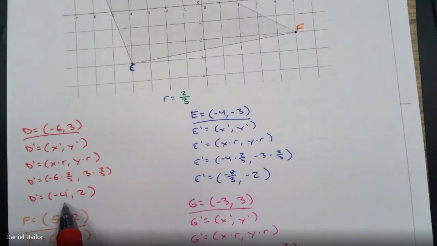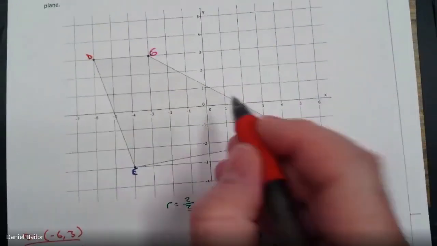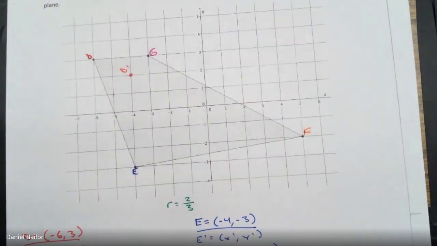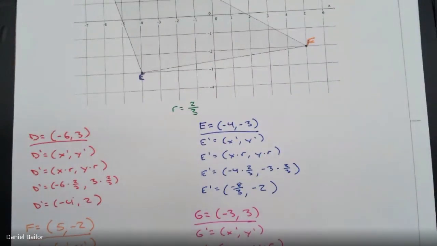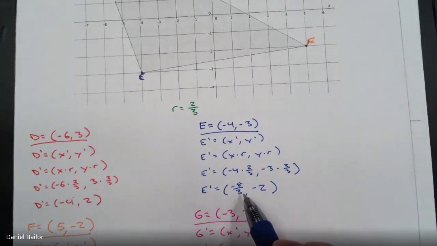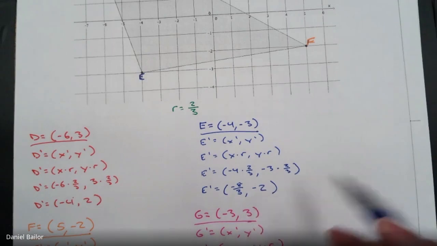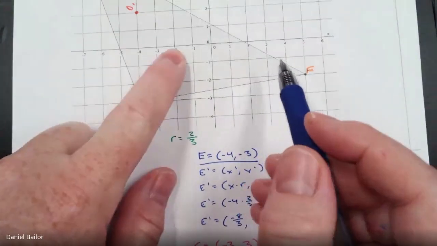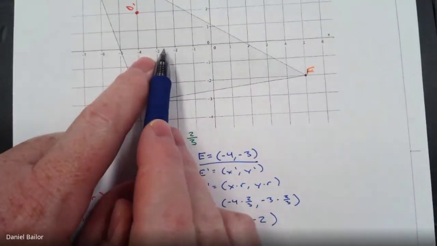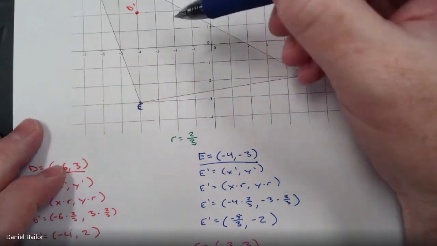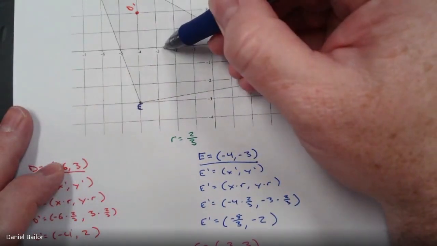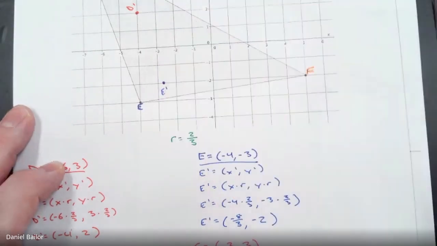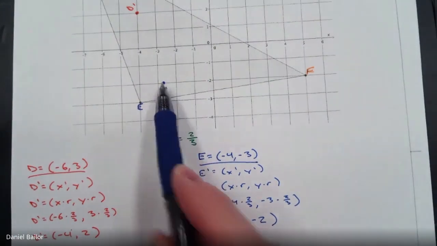D prime is -4, 2. So I'm going to go to -4 on the X, 2 on the Y, and that is D prime. E prime is -8/3, which is -2 2/3, and -2. So I go -2, and about -2 is right here. So -2 2/3 on the X is about right here. And then I go -2 on the Y. So we're looking at about right there is going to be E prime, because it's 2 2/3. So it's not going to be exactly on one of those lines.